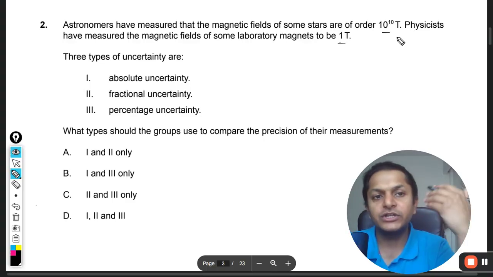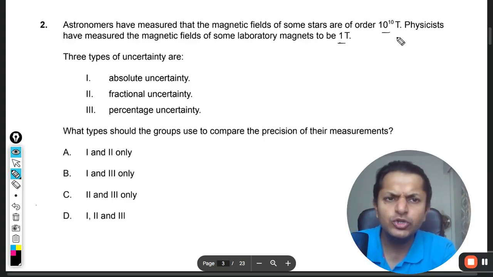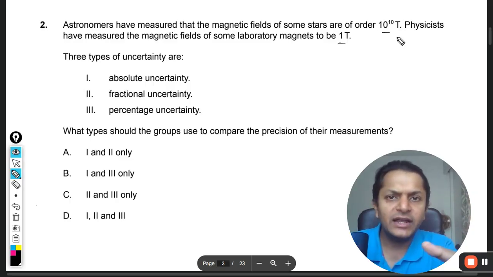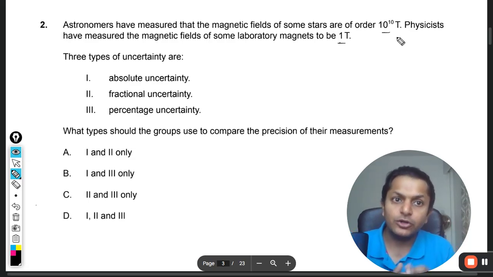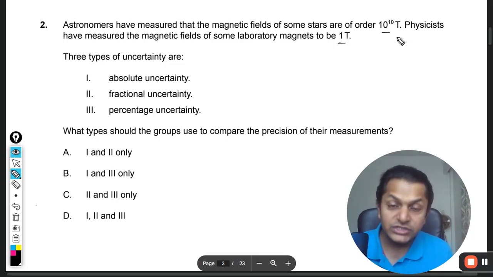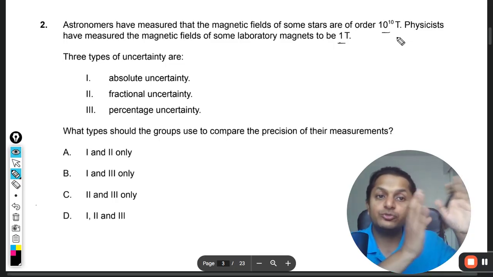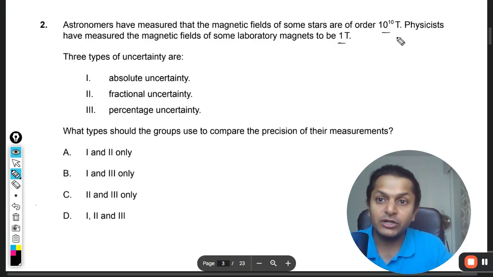So one is for the astronomical body, which is completely huge, like 10 raised to power 10 Tesla, and another is just one magnet, which is in the laboratory. The magnetic field is, of course, very low, which is 1 Tesla. So you are making the measurement of this order, like you're using the same instrument, but there is 1 Tesla here and 10 raised to power 10 Tesla for the astronomical body.